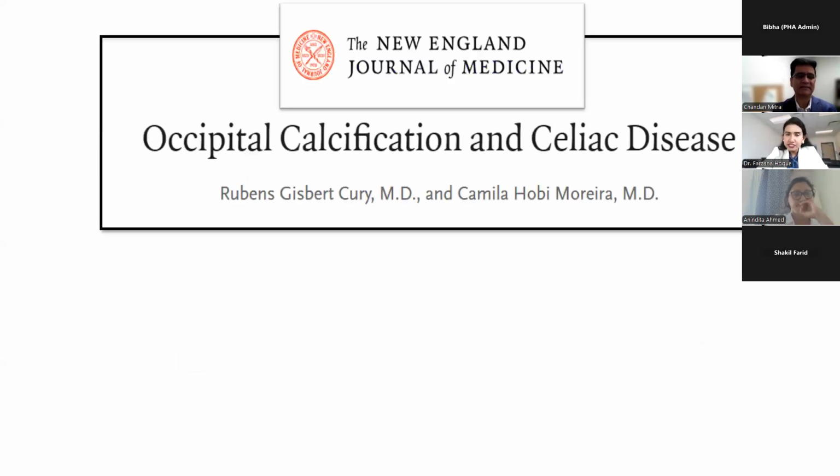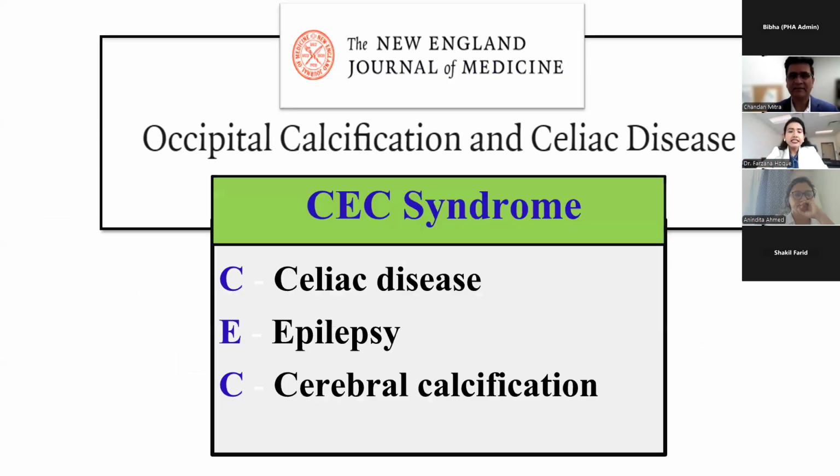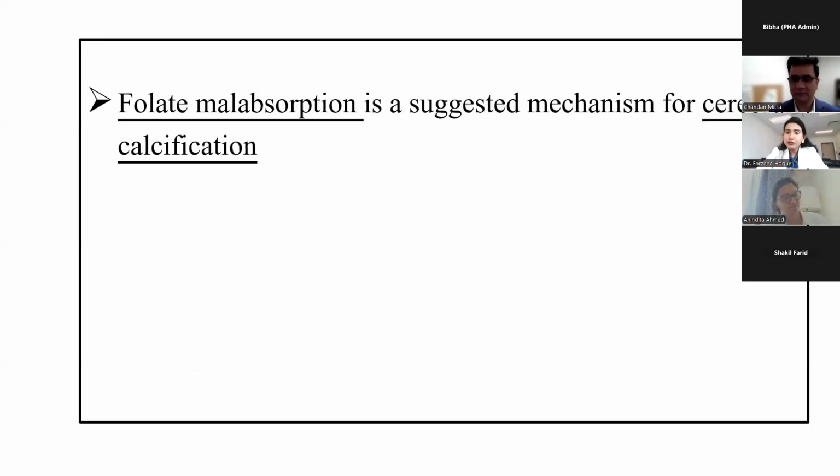This has been published in the New England Journal of Medicine: occipital calcification and celiac disease. This is a very interesting syndrome, CEC syndrome. The CEC stands for C for celiac disease, E for epilepsy, and the last C is for cerebral calcification. Folate malabsorption is the key mechanism for cerebral calcification here.